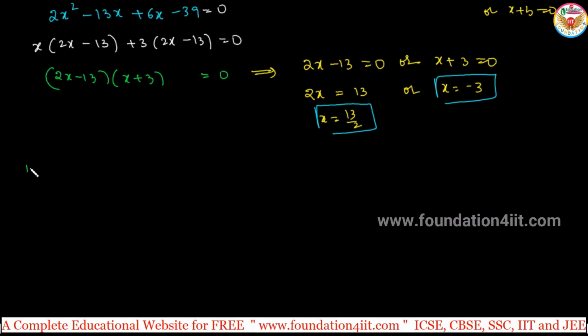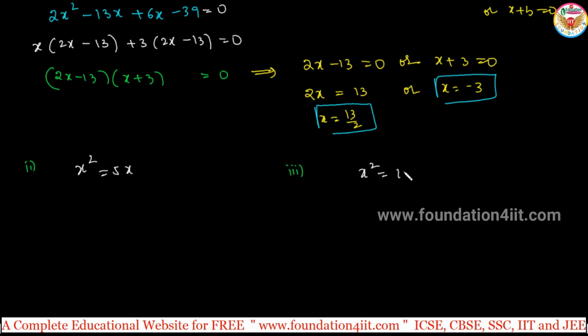And if it is the other format of questions, for example, second and third, I'll show in that. The question is solve x square is equal to 5x. There is no constant in this. And x square is equal to 16. There is no x term in this. If they're asking to solve, use the same method.